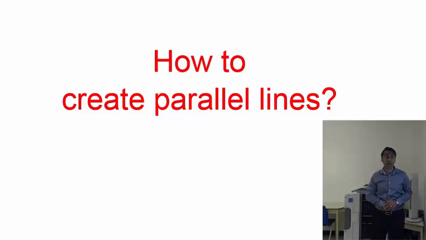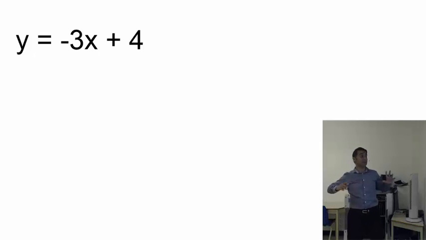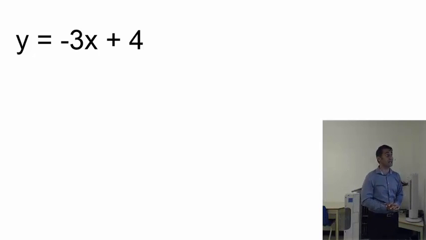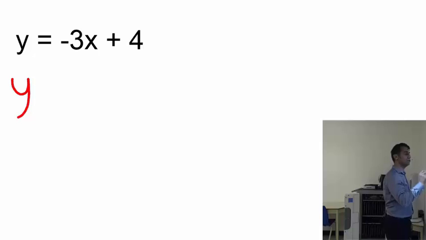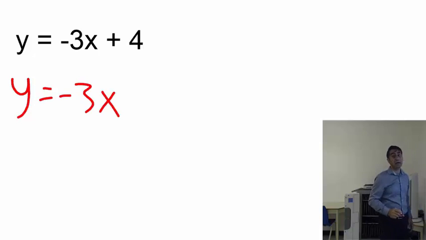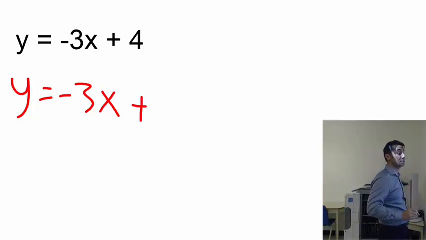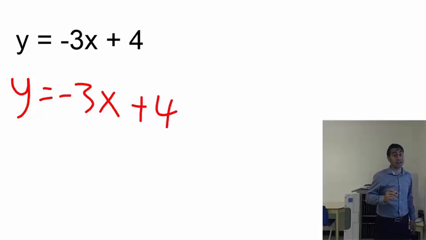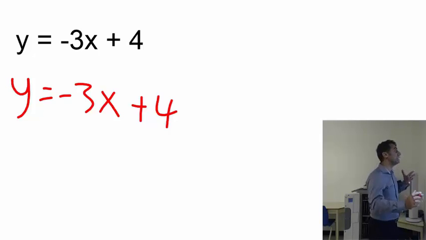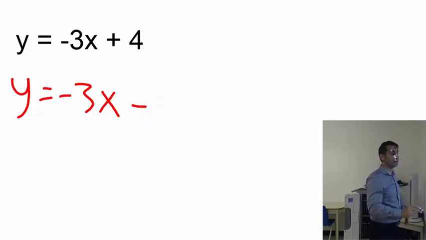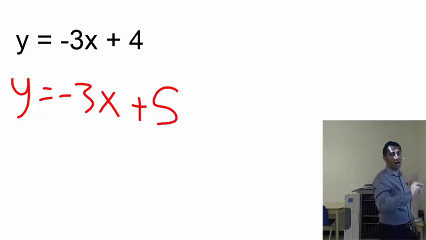Now, let's talk about how to create parallel lines. So here is the function. Hey, student, please create a parallel line to that equation. So all I have to do is write down exactly the same slope and then write whatever I wish to write down, such as plus. Don't write down 4. You write down 4, you are creating exactly the same equation. You want to create a different equation. So don't write down 4, write down plus 5. So they are parallel lines.